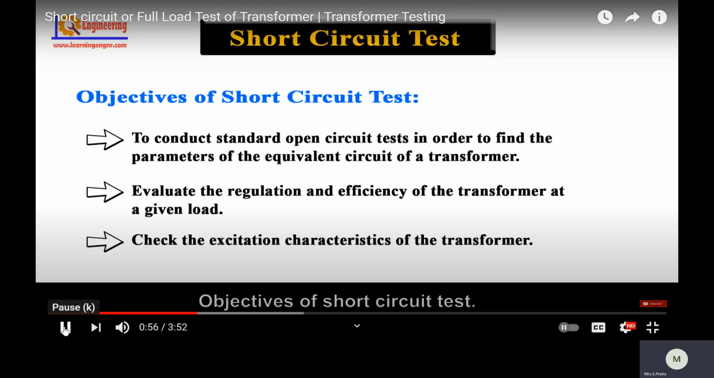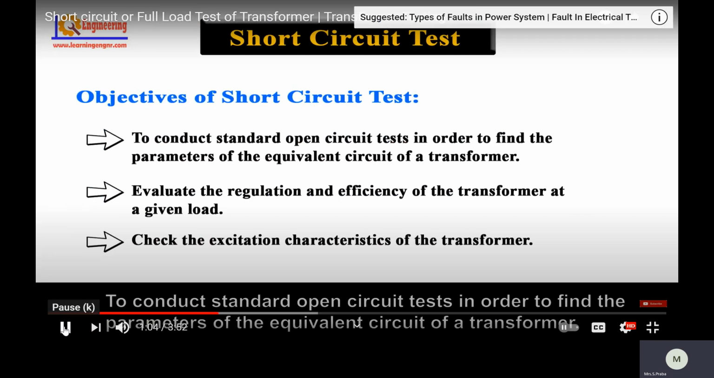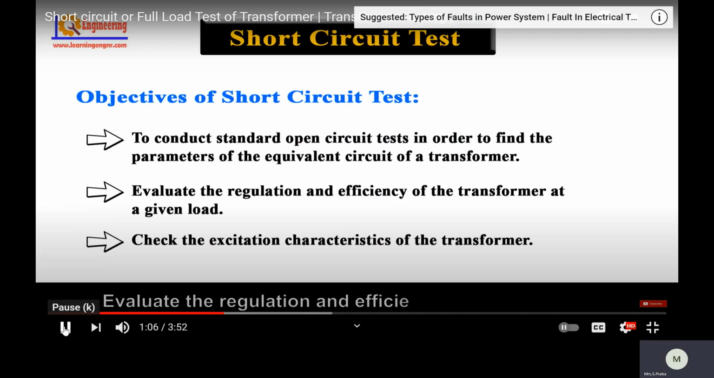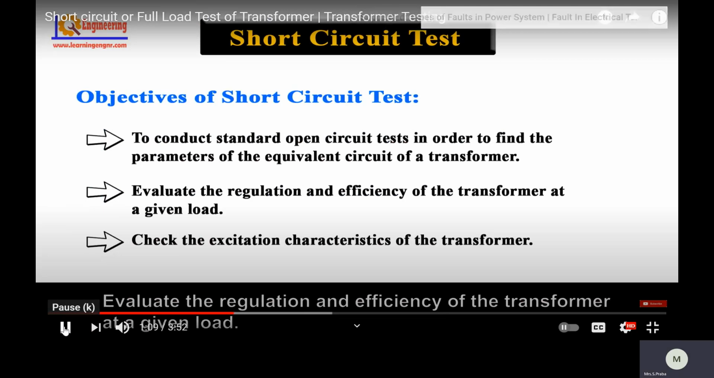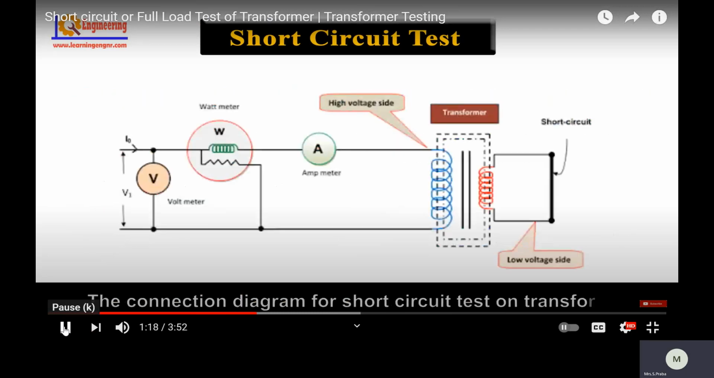Objectives of the short circuit test: to conduct standard tests in order to find the parameters of the equivalent circuit of a transformer, evaluate the regulation and efficiency of the transformer at a given load, and check the excitation characteristics of the transformer. Short circuit test on transformer. The connection diagram for the short circuit test on a transformer is shown in the figure.